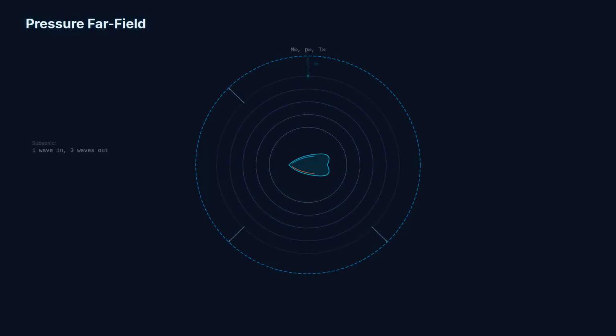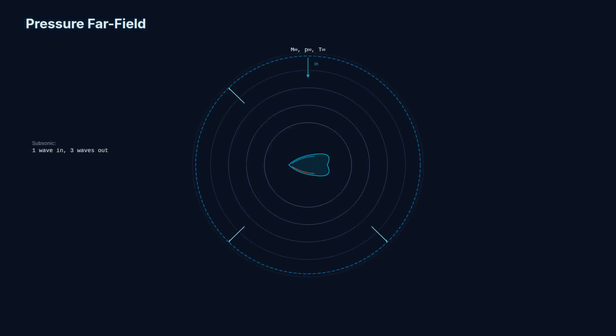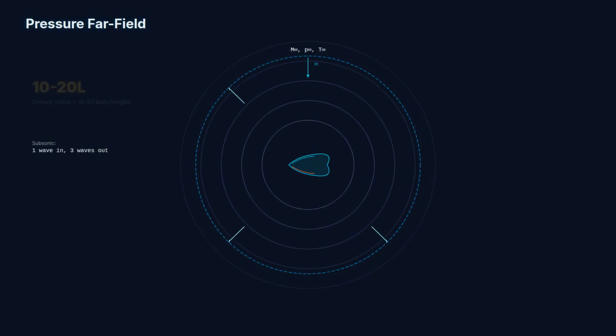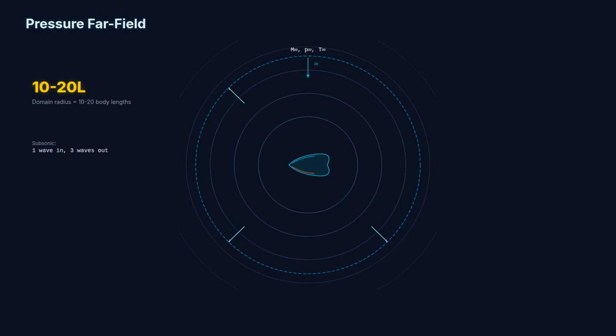For external compressible flows, aircraft, missiles, supersonic vehicles, there is the pressure far field. You define Mach number, static pressure, and temperature at the outer boundary. The solver uses Riemann invariants to determine whether information propagates inward or outward. At subsonic speeds, one wave travels inward, three outward. This physics-based approach prevents spurious wave reflections that contaminate the solution.